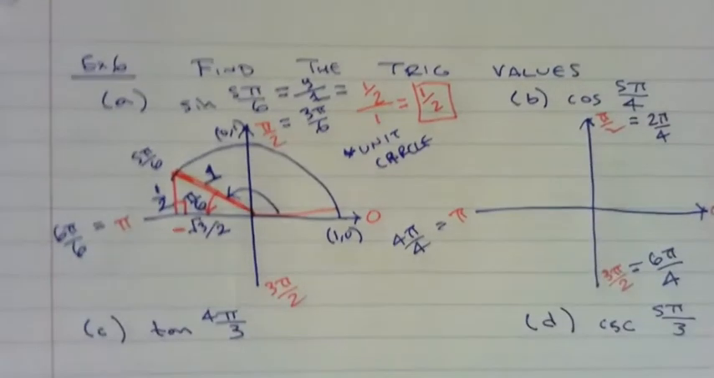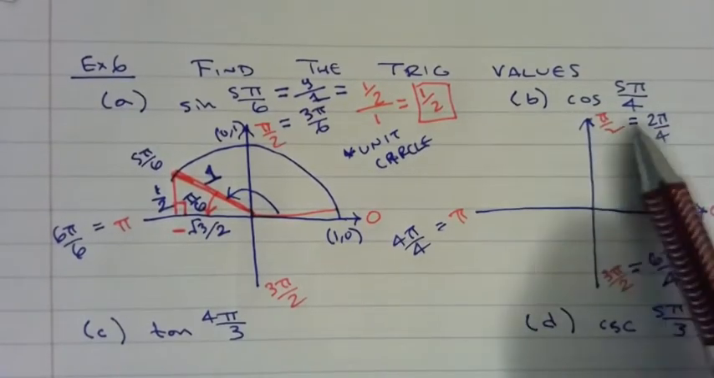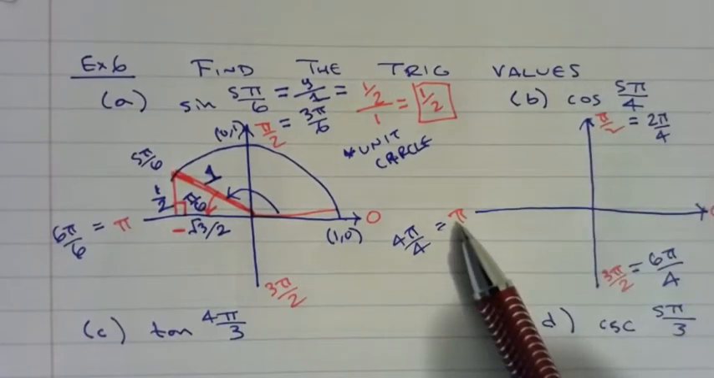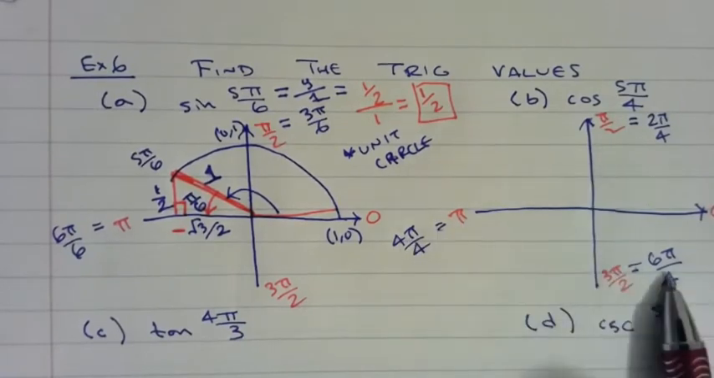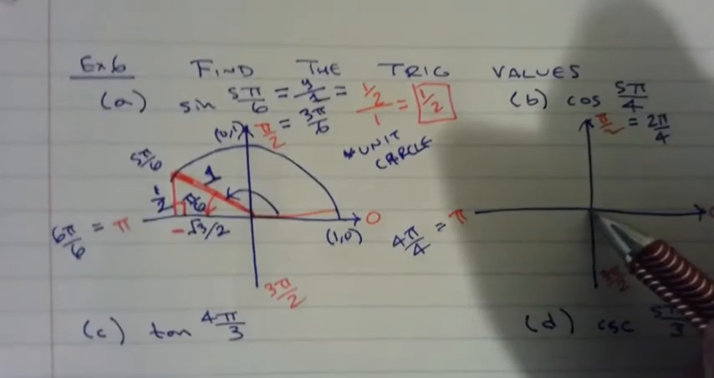Okay. 5 pi over 4 is in between 0 and pi over 2? Nope. Is it in between pi over 2 and pi? Nope. Is it in between 4 pi over 4 and 6 pi over 4? Yes, of course. It's right here in the middle.